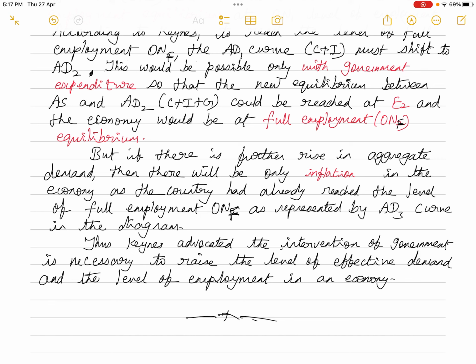I hope it is clear to you. Just practice the diagram once according to the explanation. If you know the answer, remember the answer, and if you draw the diagram accordingly, then you will know the answer. Based on that, you can write the theory part also. So this is the format in which you have to write the answer. I hope all the concept is clear to all of you.